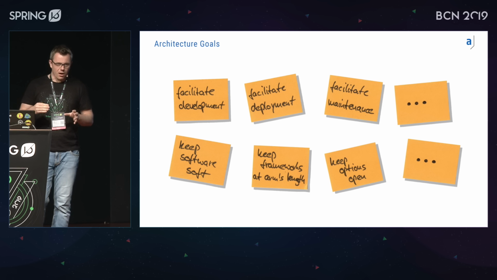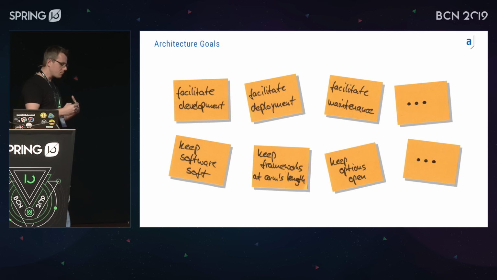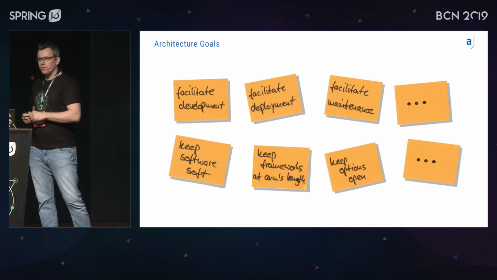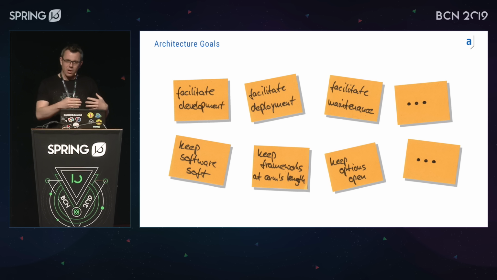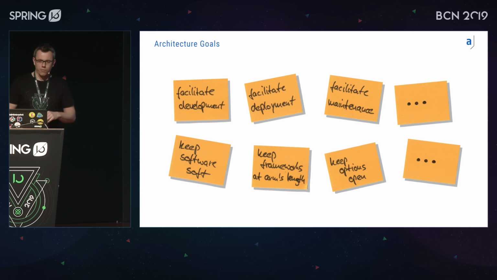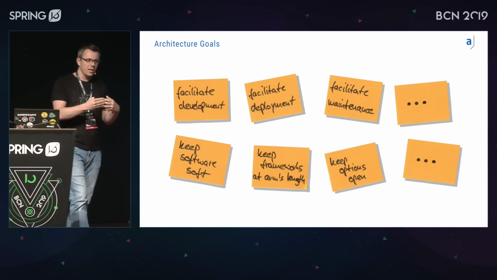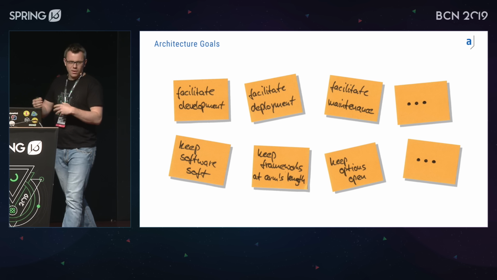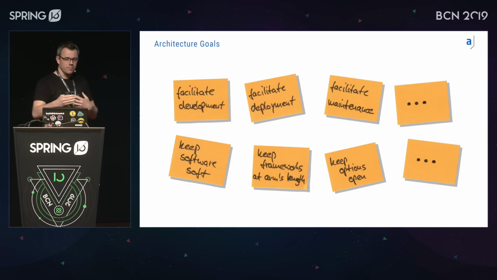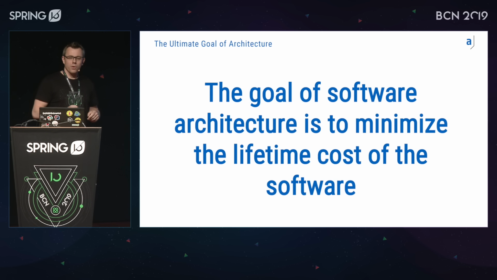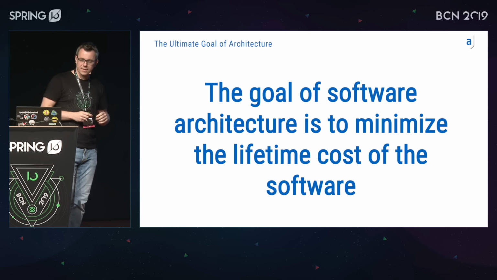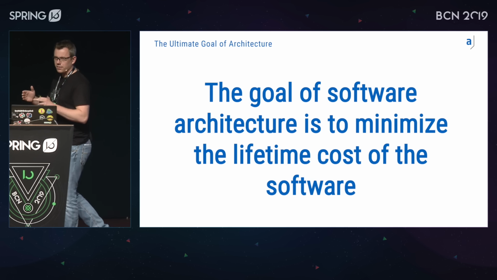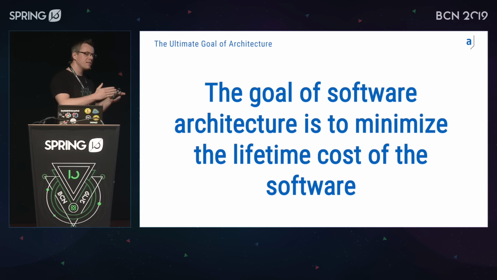We want to keep frameworks at arm's length, so we don't want to build upon the features of a framework. We don't want to bind to the framework too much, because if the framework changes, we have to change our business code too, and we want to avoid that. And we want to keep options open. We want to make decisions at the latest possible moment, and keep our options open until then. So the ultimate goal of software architecture is to minimize the lifetime cost of the software. And lifetime cost means the development cost, of course, but it also means the maintenance cost afterwards.